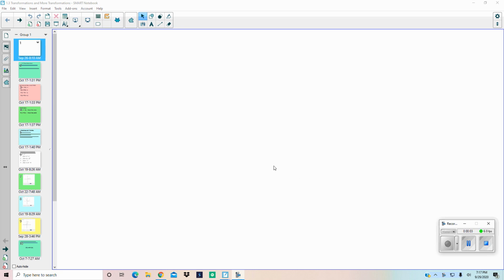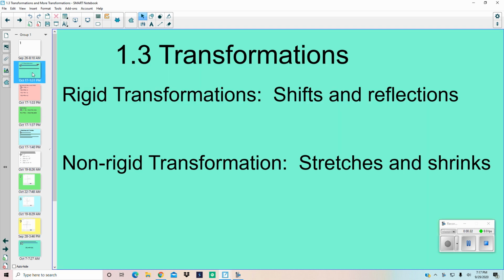Okay, hello folks. We are going to talk about transformations of functions this week. Last week we talked about parent functions, and a parent function is when a function is stripped down to everything but the actual function. A transformation would be when you have numbers added on.